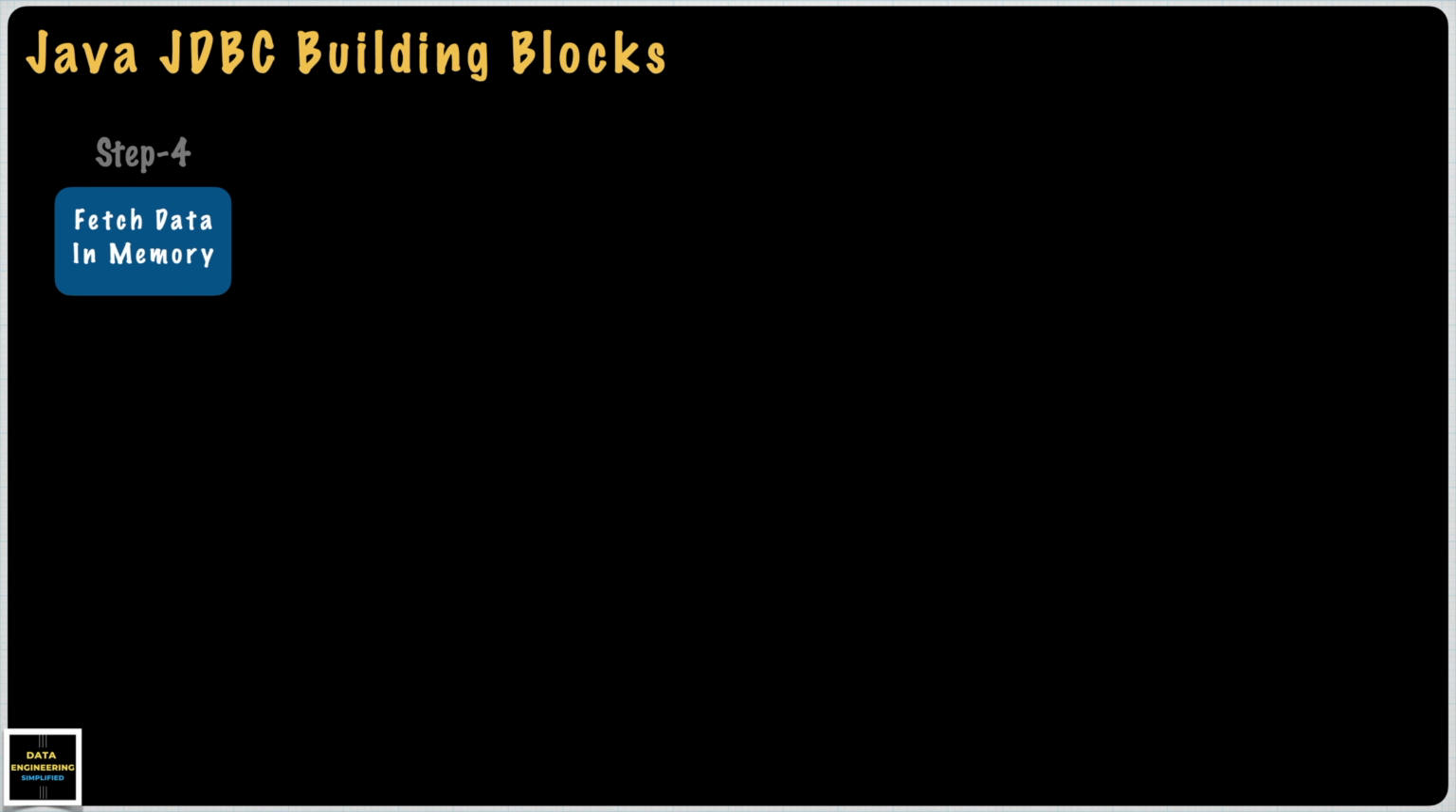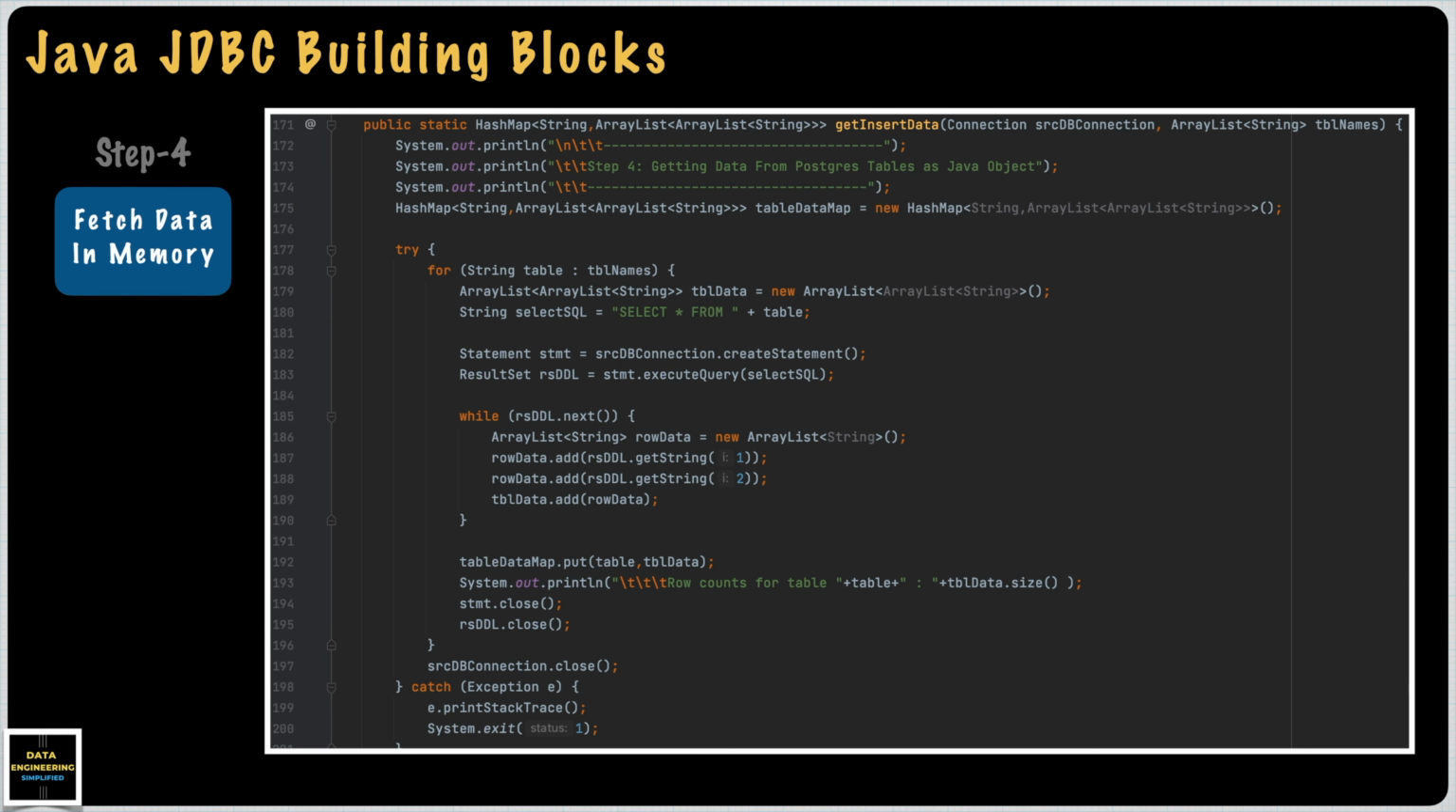Now, step 4 is primarily fetching all the data from Postgres and storing it in memory. This is how the Java method looks. It takes a connection object and all the table names. At line number 180, it is simply constructing an SQL called select star from the table. It is executing the query at line number 183. Once the query is executed, line number 187 and 188 are extracting the column values. For now, it is hard coded, but my future program will make it more dynamic. So line number 189 is adding those row data into a list.